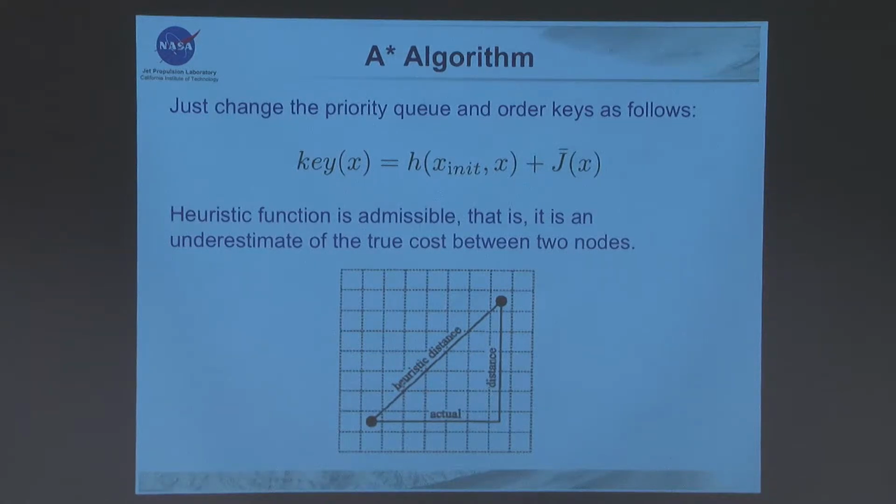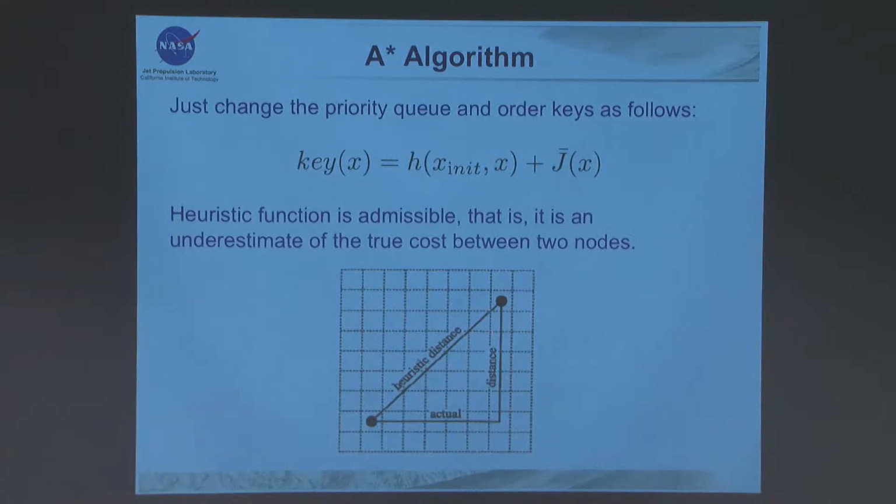For example, A-star is a heuristic-based search algorithm. It's similar to Dijkstra, but it introduces a new component, called the heuristic. The heuristic is a function. You give it two nodes, and it gives you an underestimate of the true cost. For example, if you want to move from here to here, and there are obstacles, your heuristic will be the straight line distance, right? Because you know there is no path shorter than a straight line distance.